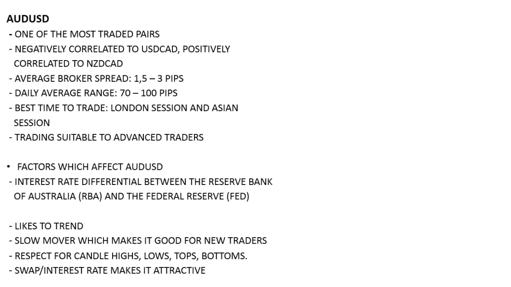Okay, now let's take a look at AUD US dollar. It's one of the most traded pairs. Negatively correlated to the US dollar CAD, positively correlated to New Zealand CAD. Average broker spread 1.5 to 3 pips. Daily average range is 70 to 100 pips. Best time to trade is the London session and Asian session. Trading suitable to advanced traders.